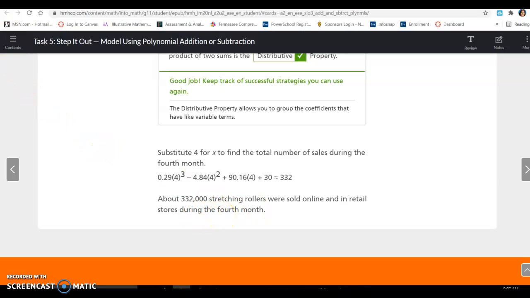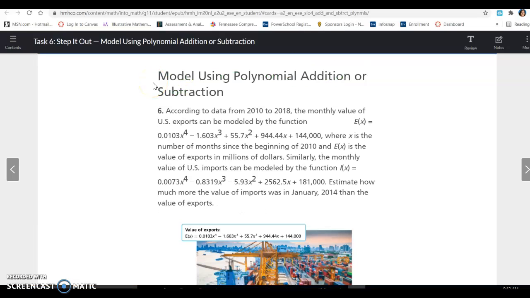All right, that's all for task 5. If you have any questions, let me know. All right, task 6, this is the final task. So model using polynomial addition or subtraction.